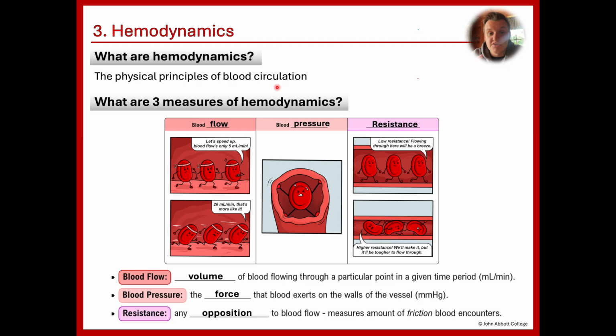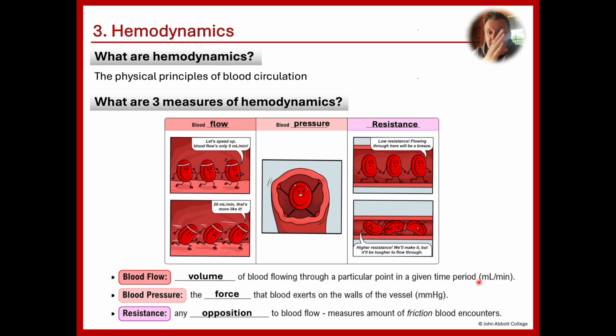There's certain physical measures of how blood is moving. Dynamic means to be able to move, right? It's not static, it's not still, it's moving, it's dynamic. So what are the three measures of hemodynamics? The first one is called blood flow. Blood flow is the volume of blood flowing through a particular point in a given period of time. And so you could think of a unit like milliliters per minute, right?